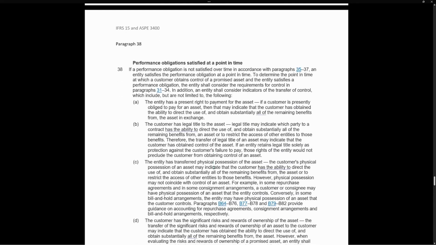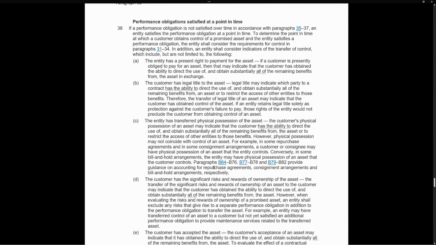But there is a very big and long paragraph 38, that is talking about at a point in time satisfaction of performance obligations. You don't need to copy and paste all these parts, but you should know that in paragraph 38 you will see the criteria for at a point in time and what are the key words in each paragraph that I will show you.